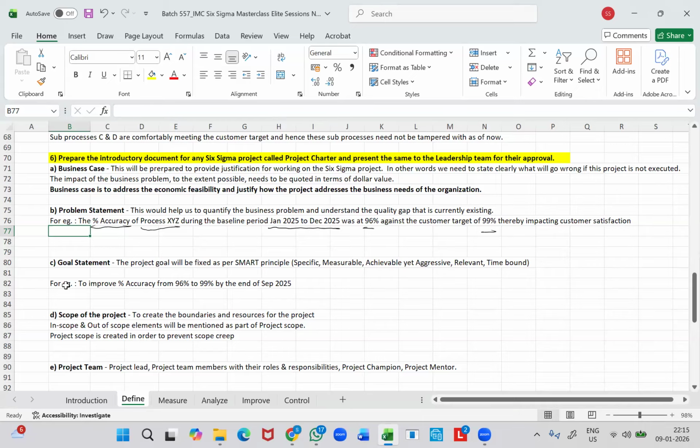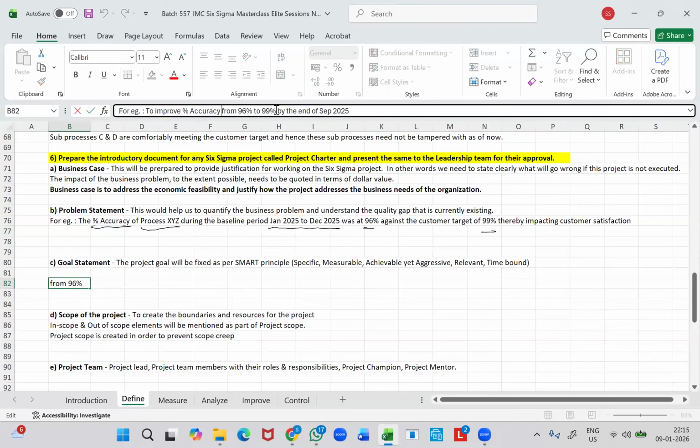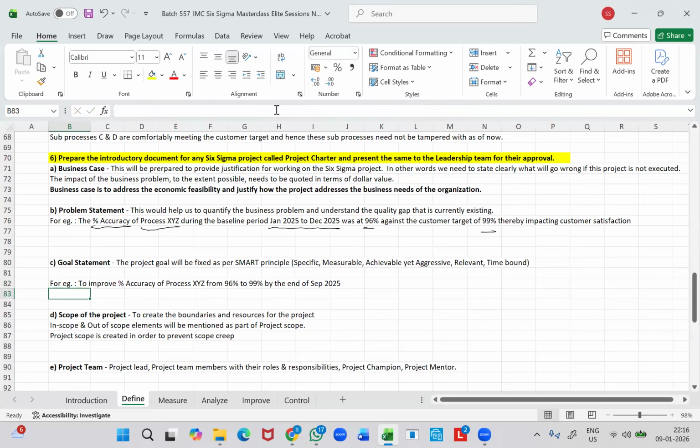So this is a goal statement that I have compiled here. This is again a format which we can replicate when you work on the project exercise: to improve percentage accuracy of process XYZ from the current 96% to 99% by the end of September 2025 is a complete goal statement, right?